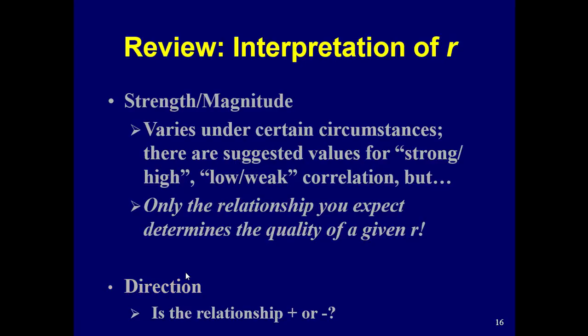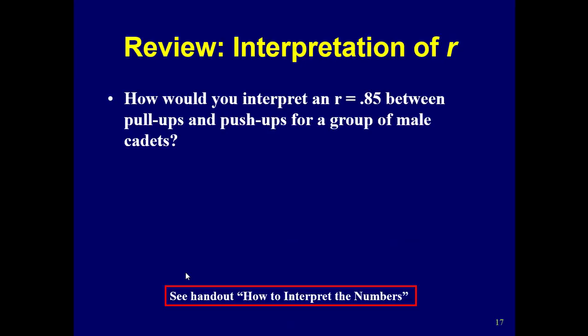So if we go to this next slide, there's a question here: how would you interpret an R equal to 0.85 between pull-ups and push-ups for a group of male cadets? I hope that you will refer to the handout that I've posted. I've worked really hard on this so that you could have a nice interpretation. But the way that I would describe this is that there is a strong positive relationship between pull-ups and push-ups in this group of male cadets.